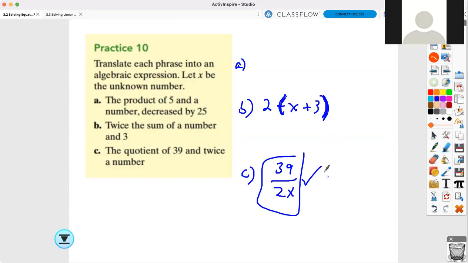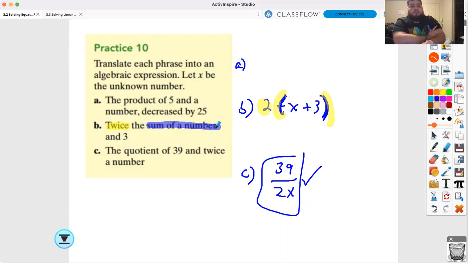Like this. Why are you saying 2 parentheses? What's the key word that's telling you to do that? Twice. And then, yeah, you're right. The twice is the multiplication part. And then the sum of a number and 3 means we're doing what? X plus 3. Yeah, you're right. Do you see that, Sophia?